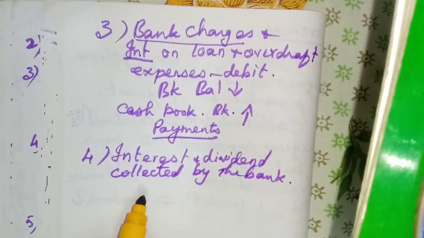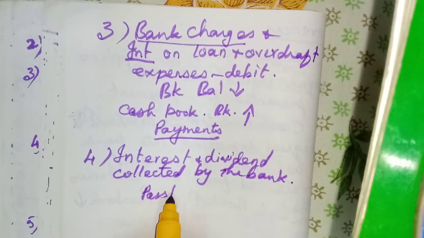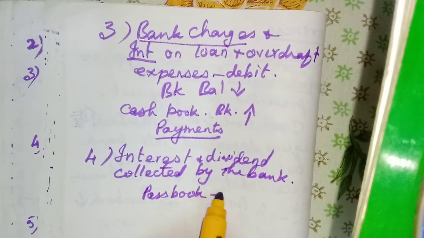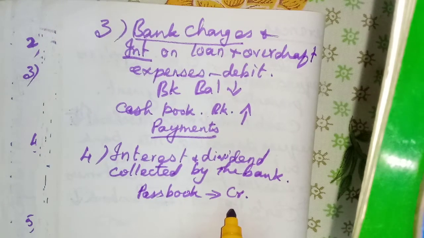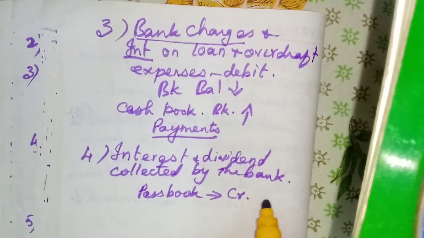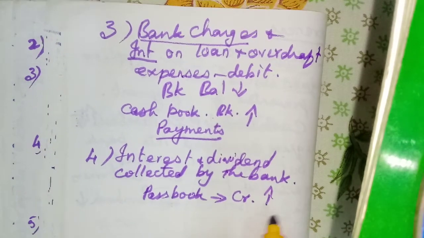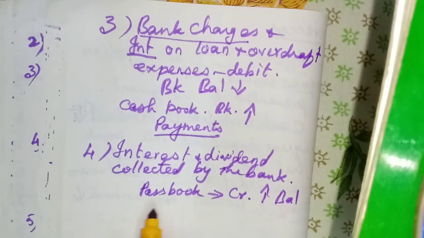So, who is entering first? The bank. Okay, in the passbook they will enter. In the passbook they will credit because it is an income for our business, isn't it? They are receiving, so they will credit. So, the balance will be more. Which one? The passbook shows more balance.